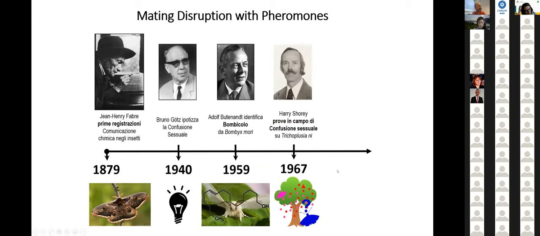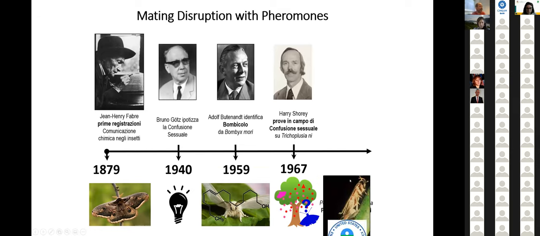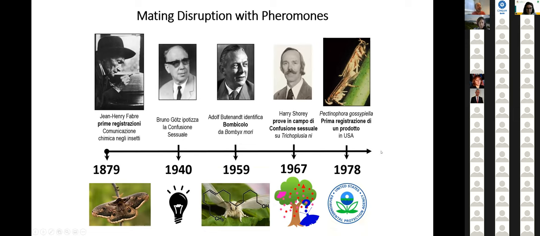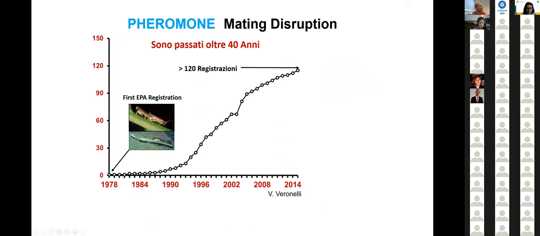And finally, the first trials in the field were in 1967. So we have the first registration of a pheromone in 1978. It took 100 years from the first record of chemicals to the development of the first registration of semiochemicals for mating disruption. And from this moment onward, there are many registrations of new products for mating disruption.